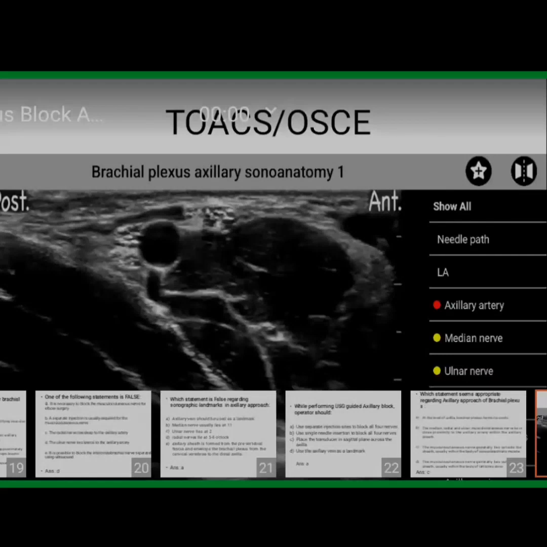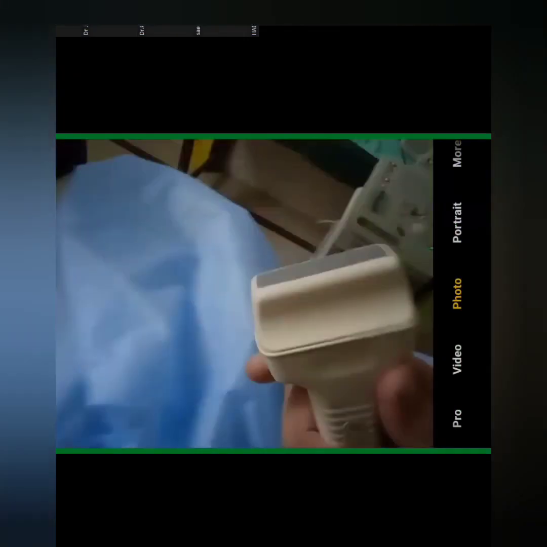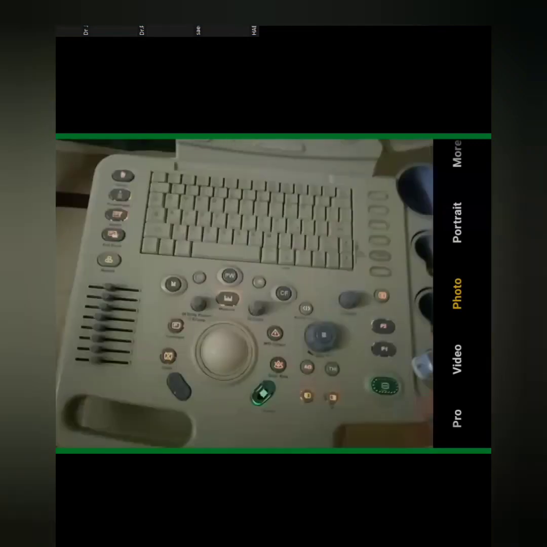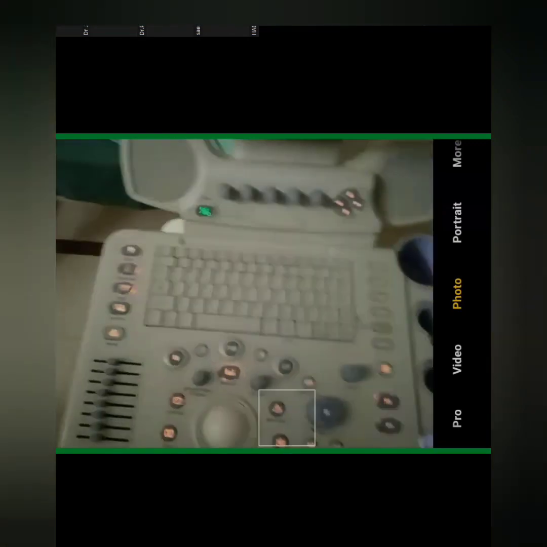Now we'll be moving towards another part of the session, and this is the demonstration, probe demonstration in anatomy. Let me introduce you all to the ultrasound. This is an ultrasound machine with a screen, and this is a keyboard. On the keyboard, we have different keys. We will only focus on the knobs or keys that are required for us.